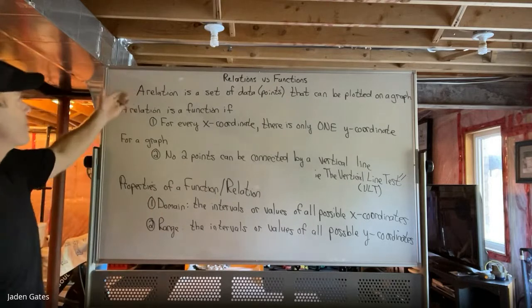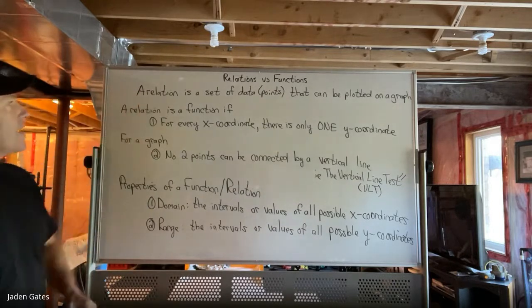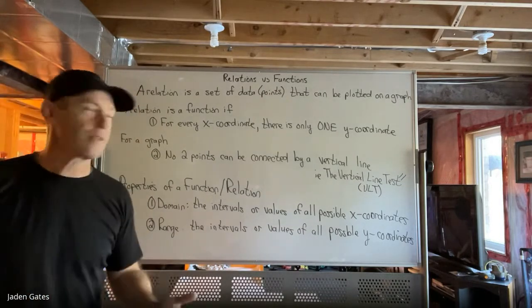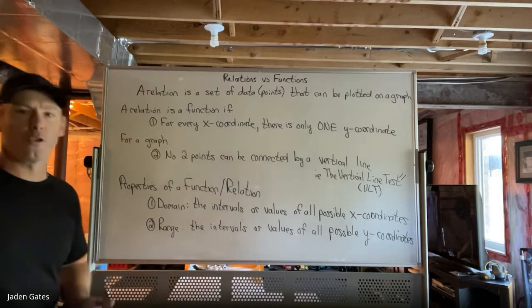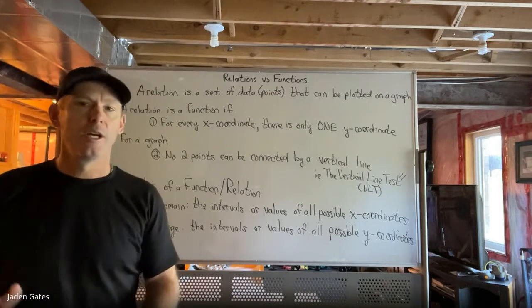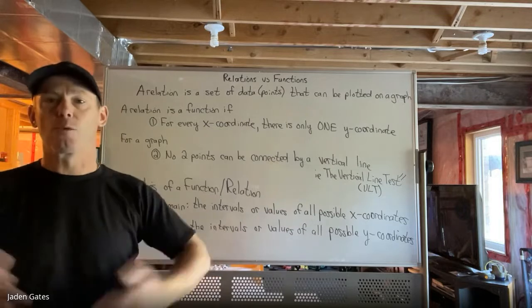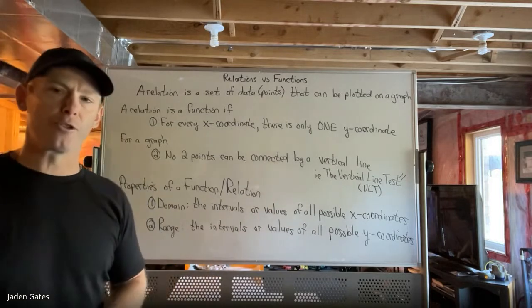Now, a relation simply is this. It is a set of data, which is just points, that can be plotted on a graph. So any kind of information that can be plotted on a graph is your relation. What you want to determine is whether it's a function or not.